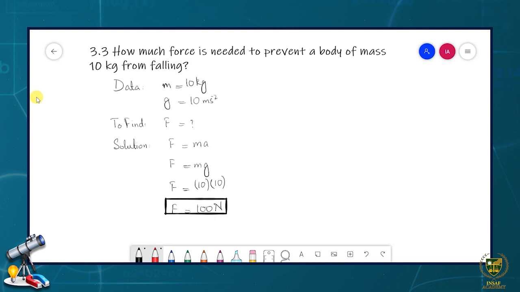And you have to write down the result, which is that this force is required or needed to prevent a body from falling, and it acts in upward direction.